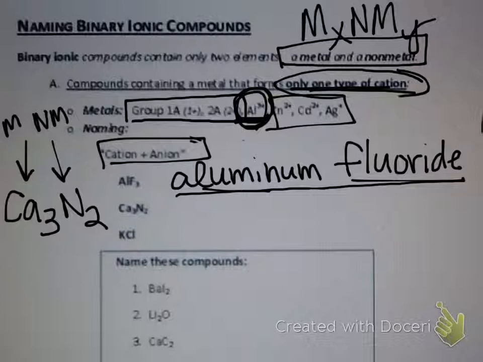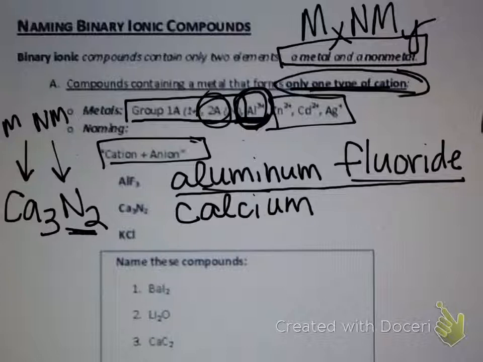Calcium is in what group on the periodic table? Calcium is in group 2A. So calcium only has one charge. It's in group 2A on the periodic table. So we're just going to name calcium as calcium. We don't have to designate the charge. And then nitrogen is the anion, so it's not nitrogen, it's nitride.